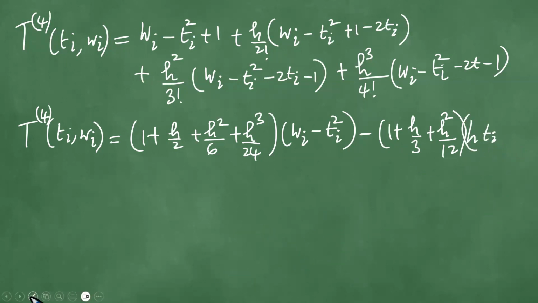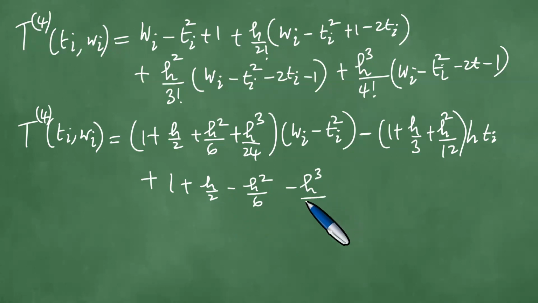You can write it like that, or you can leave this out. And then we have plus 1 plus h over 2 minus h squared over 6 minus h cubed over 24. This is minus h cubed over 24, minus h squared over 6, which is 3 factorial, and then there's h over 2, which comes from here, and then we have the 1. Then you have the wi and the t squared. All of them, we just grouped like that. It's just one way of grouping the terms.